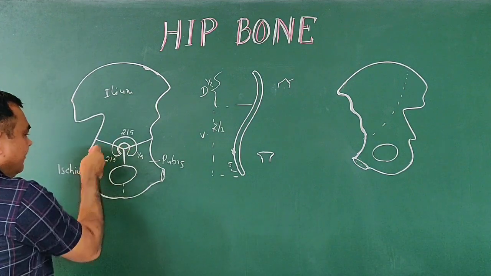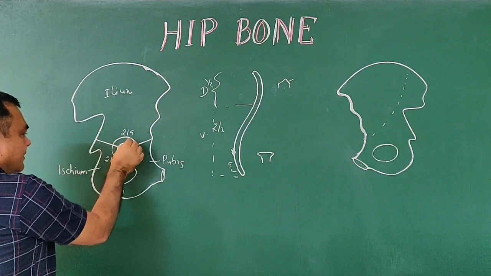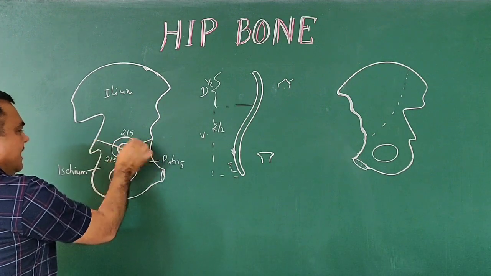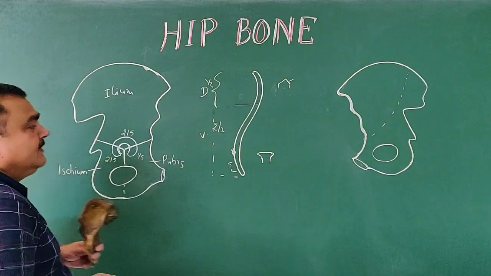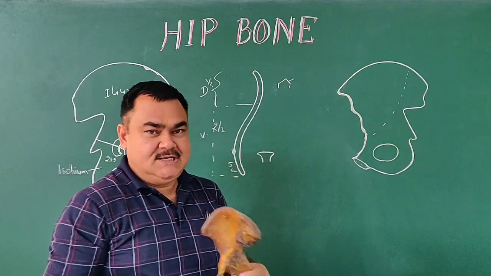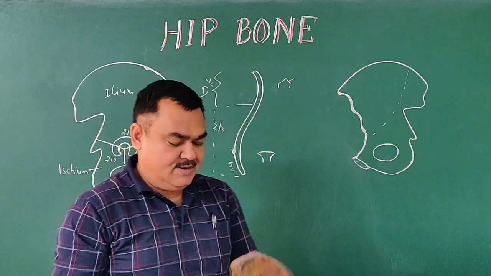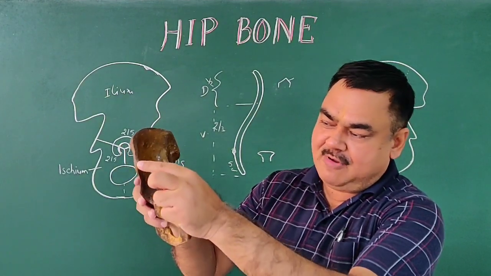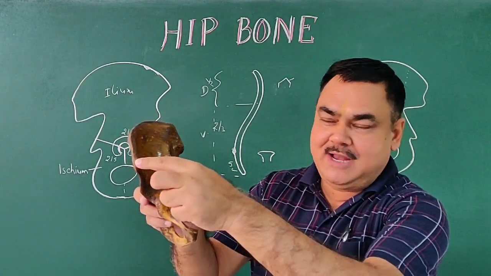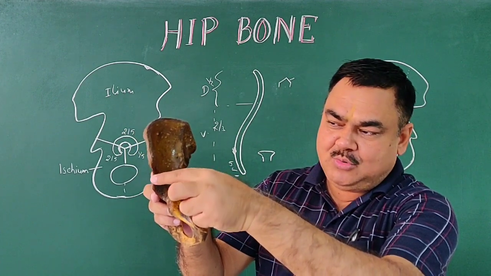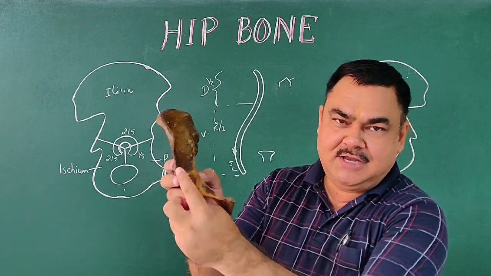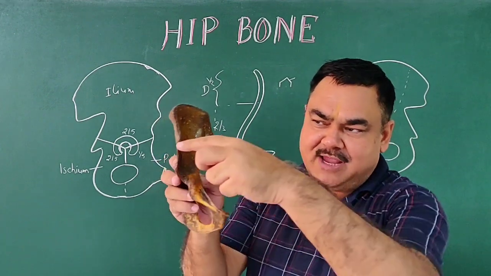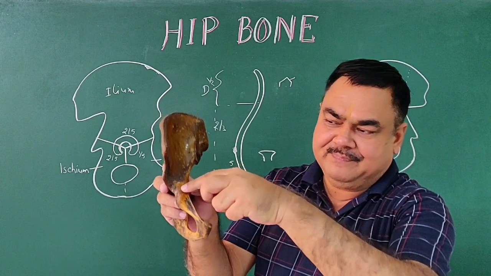The lower end is formed by 2/5 part of the acetabulum and the adjacent part of the bone, like this. This is the lower end. And it has 3 borders. This is the anterior border. From here, the anterior superior iliac spine, to here is the anterior inferior iliac spine. Here is a slight notch.